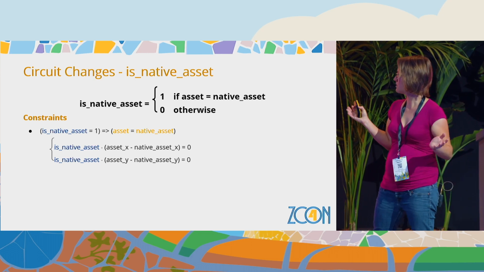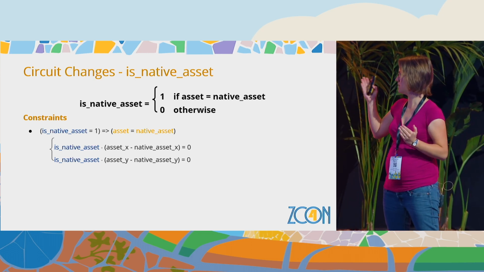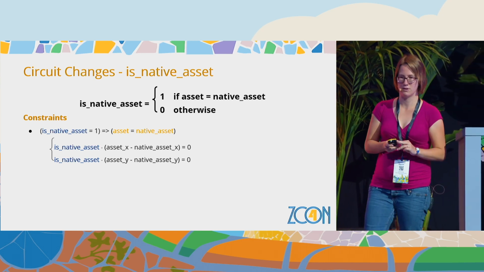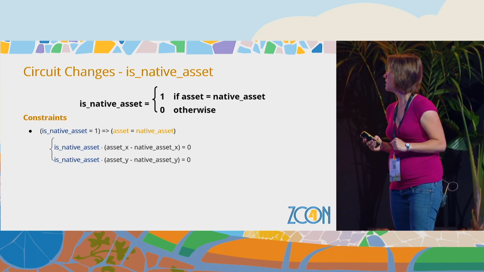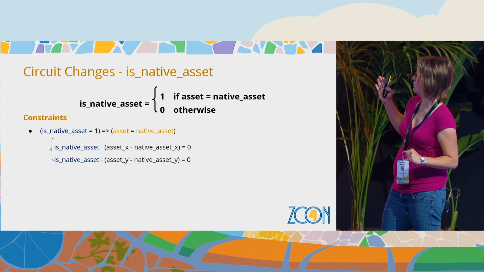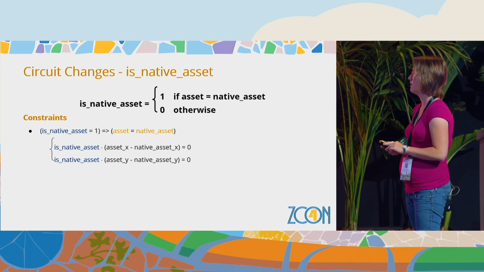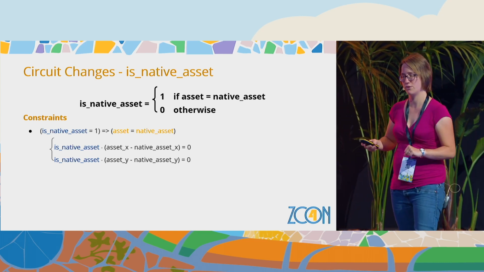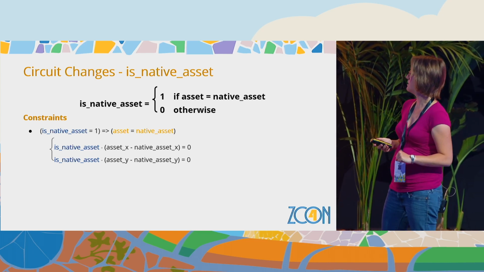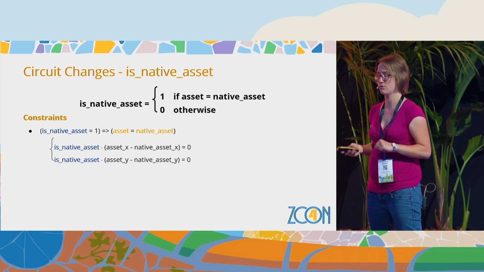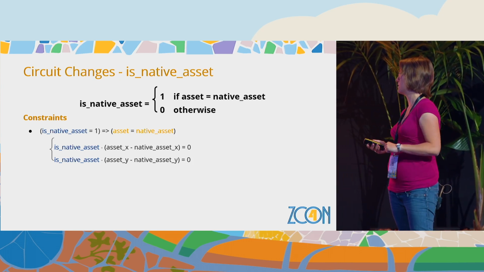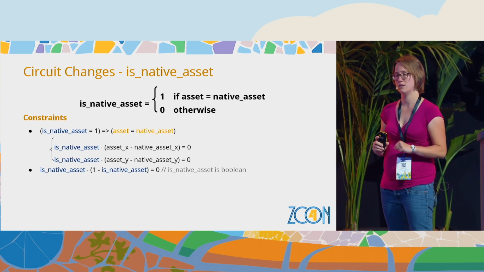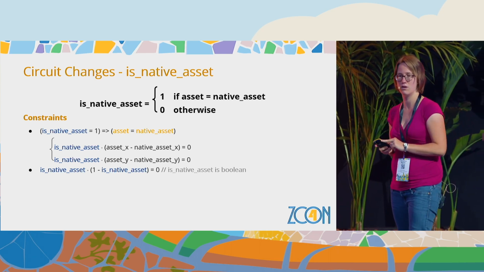Now, we could ask the question: is this set of constraints sufficient for security? Do we check all possible cases? And no. We could have isNativeAsset equal to 2, 3, 4, and asset equal to native asset, and this set of constraints will be verified. So we need to add a constraint to check that isNativeAsset is Boolean, equal to 0 or 1.